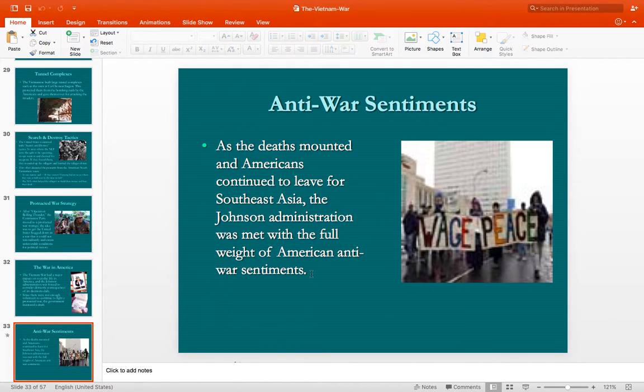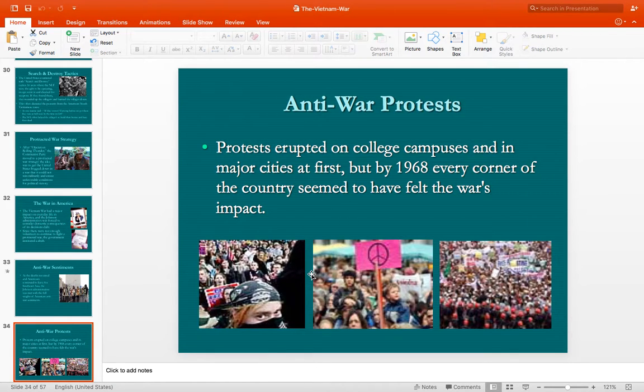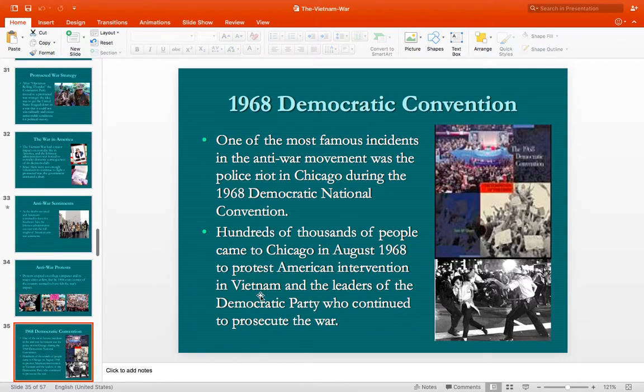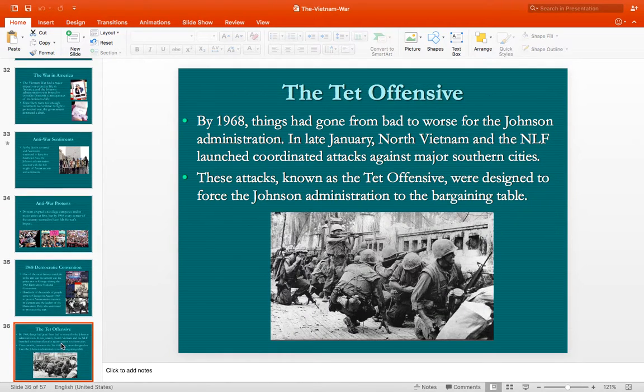As American men begin to lose their lives, we start to see a larger peace movement, an anti-war movement happening on college campuses, and that makes sense because those kids were getting drafted. Anti-war protests, as I said before, are popping up all over campuses, all over the country. The 1968 Democratic Convention was one of the most famous incidents of the anti-war movement. Hundreds of thousands of people came to Chicago to protest, and leaders of the anti-war movement and the Black Panther Party are arrested in Chicago and brought to trial.